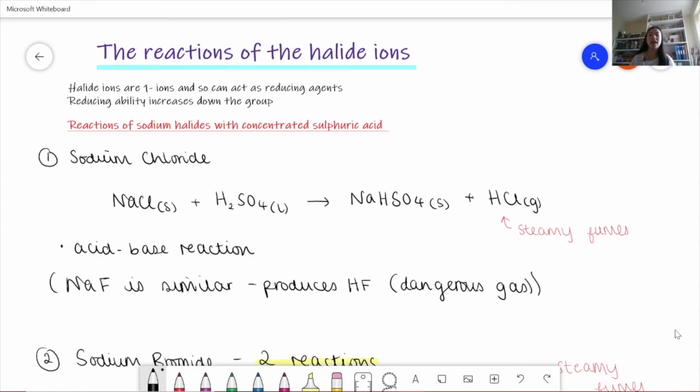Now we're going to have a look at reactions of sodium halides with concentrated sulphuric acid.